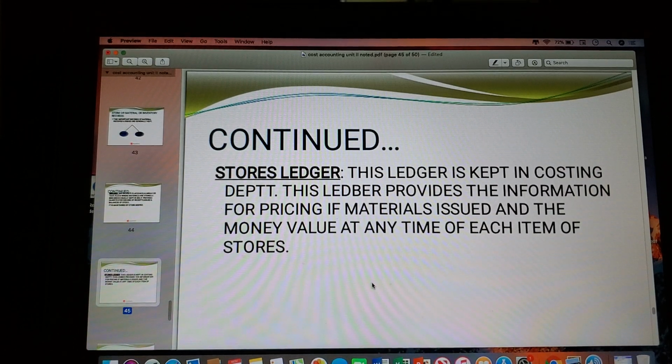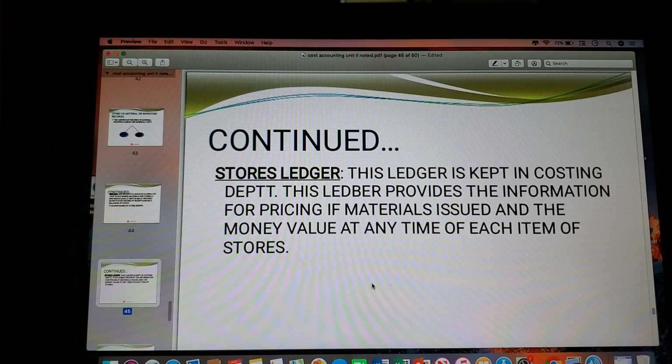Store's ledger. This ledger is kept in the costing department. This ledger provides the information for pricing of materials issued.